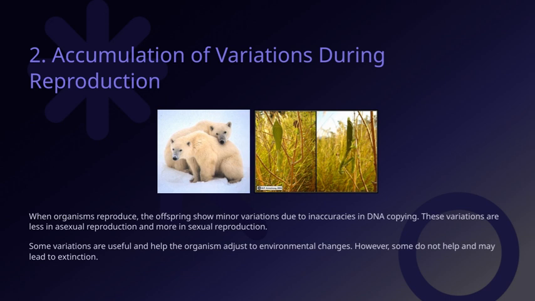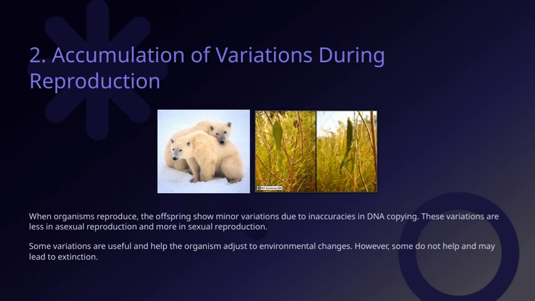When organisms reproduce, whether sexually or asexually, minor differences or variations often appear in their offspring. These variations mainly happen because DNA copying isn't always perfect. In asexual reproduction, since the offspring are essentially clones of the parent, the variations tend to be fewer. But in sexual reproduction, because of the combination of genetic material from two parents, there's a higher chance of variation.